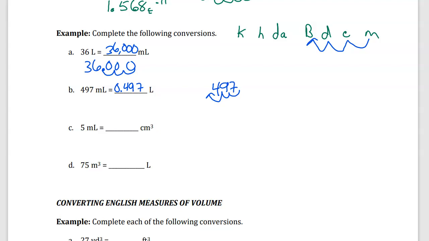Now milliliters to centimeters cubed. This one is a different one. We haven't seen this one. But 1 milliliter is actually equal to 1 centimeter cubed. These are actually equal units. 1 milliliter is equal to 1 centimeter cubed. So 5 milliliters is equal to 5 centimeters cubed.